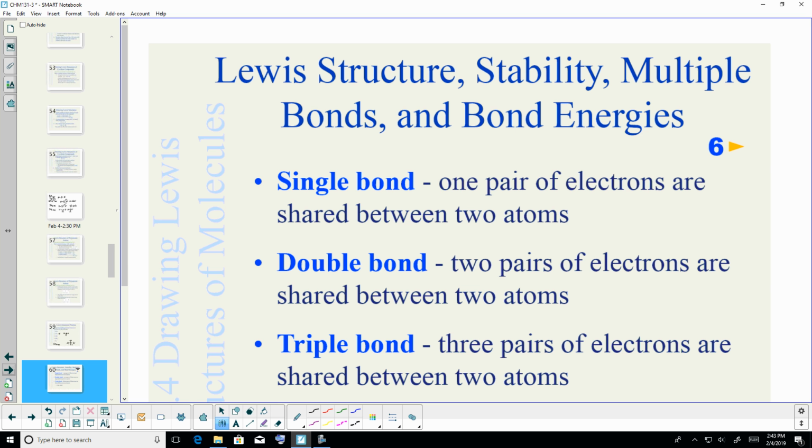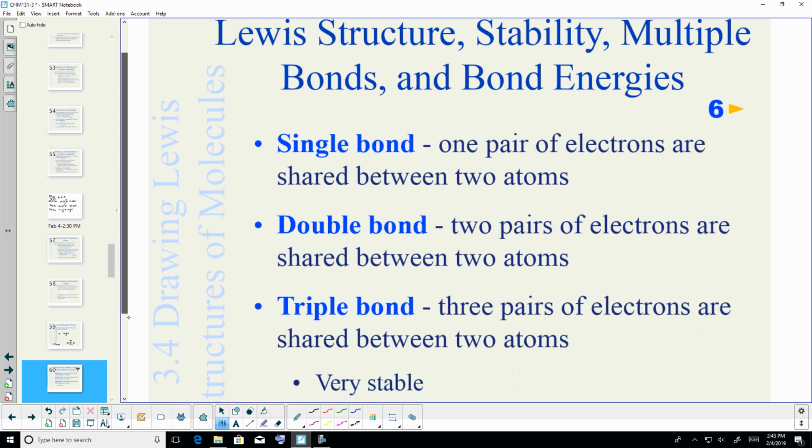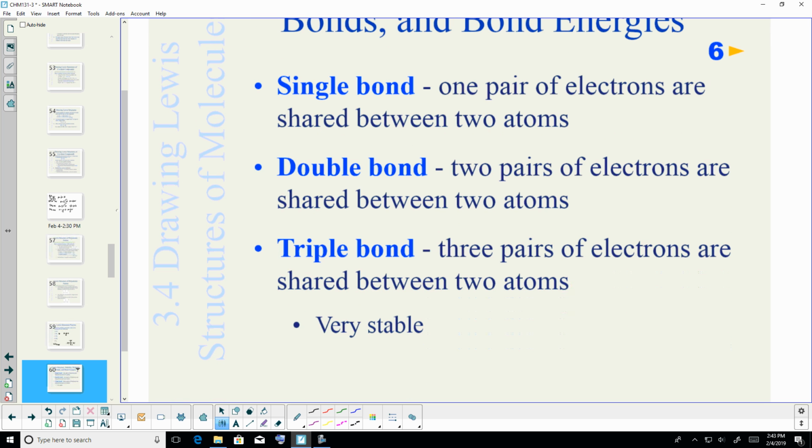So single bond, 1 pair of electrons. Double bond, 2 pairs of electrons. Triple bond, 3 pairs of electrons that are shared. Triple bond's very stable.